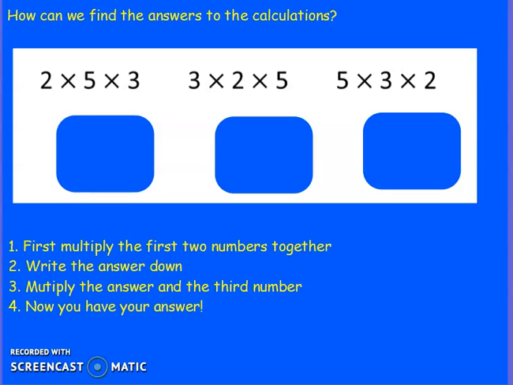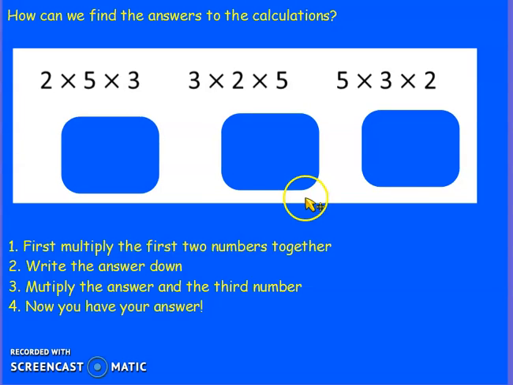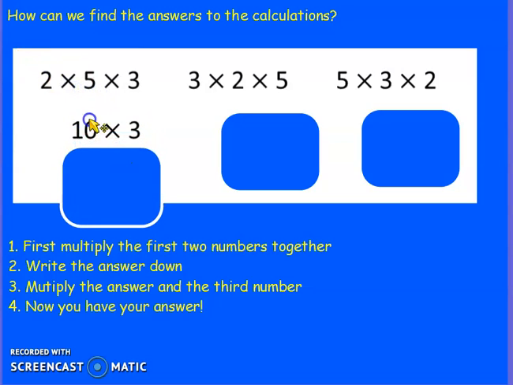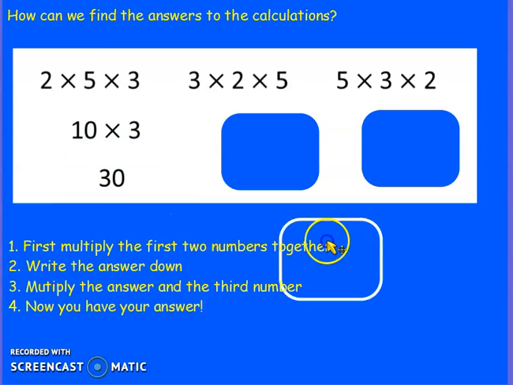How can we find the answers to these calculations? You may choose to draw it or build it with objects, or follow these 4 steps as I've just shown you. Pause the video, have a go in your maths book, and press play when you're ready to go through the answers. First challenge says 2 times 5 times 3. We know that 2 times 5 is 10, so that's the first number, and we're going to multiply that by 3 to give us the answer of 30.